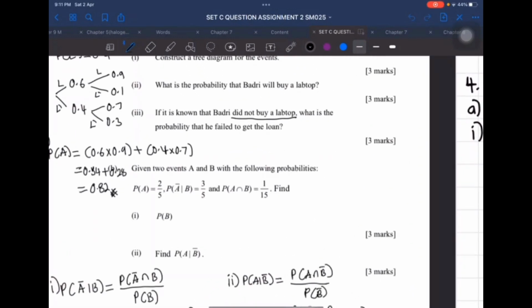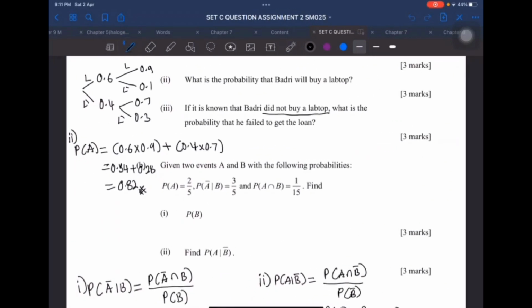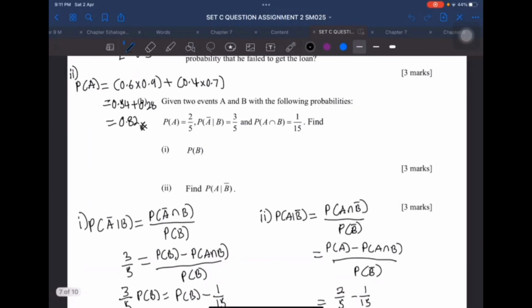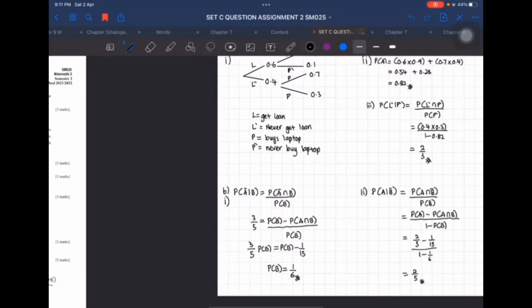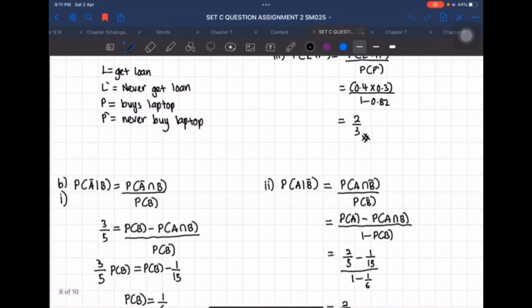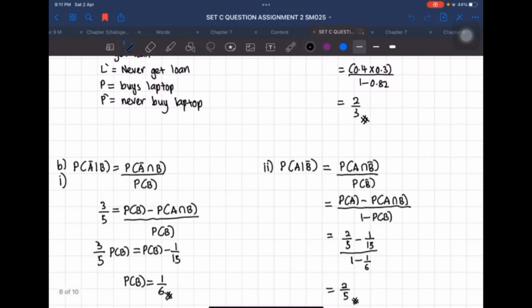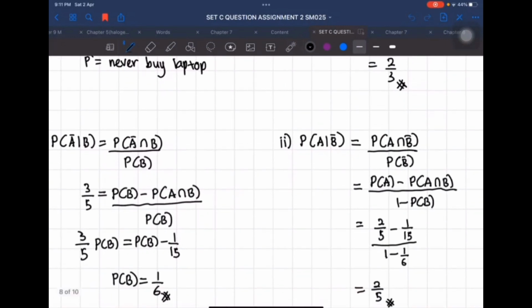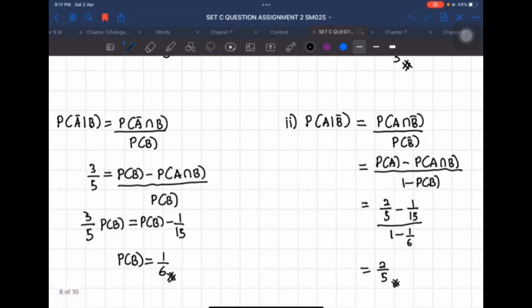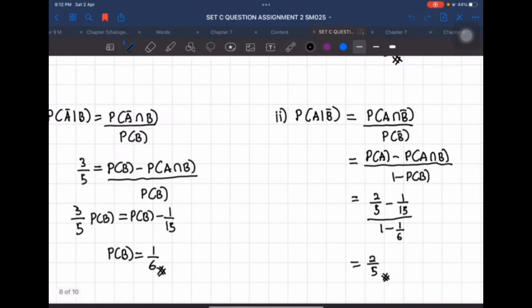So moving on to part B. They have given two events A and B with the following probabilities. The probability of A is 2/5, the probability of A prime given B is 3/5, and the probability of A intersect B is 1/15. First, they are asking for the probability of B. To find it, we form the formula: the probability of A prime given B equals the probability of A prime intersect B over the probability of B. So we get 3/5 equals the probability of B minus the probability of A intersect B over the probability of B, and after finishing the formula, we get the probability of B equals 1/6.